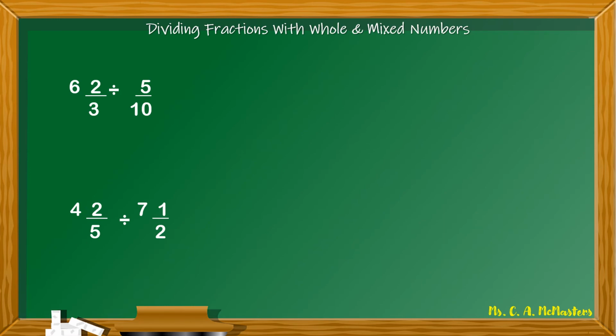Now we're ready to look at dividing with mixed numbers. So you can see here we have 6 2/3 being divided by 5/10. The first thing we must do is convert this mixed number into an improper fraction so that we can work with it. We can do that by following the steps: denominator times whole number, and then whatever your product is, you add to the numerator. So that's going to be 3 times 6, which is 18, plus 2, which will give us 20. And that 20 will go over a denominator of 3.